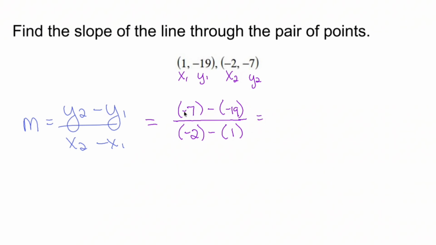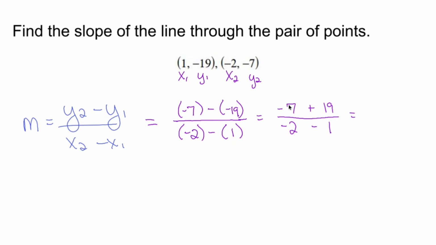Now we're going to take a look at what I have. If I have nothing in front of the parentheses, I realize the parentheses is useless. And if I have a double negative, that makes my number become a positive. So minus negative 19 becomes plus 19. Negative 2, nothing in front of the parentheses, so I don't need the parentheses. Minus 1 is just going to be minus 1. So this is me just cleaning it up a little bit.